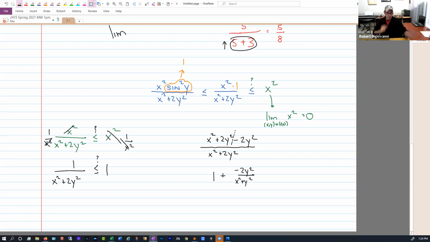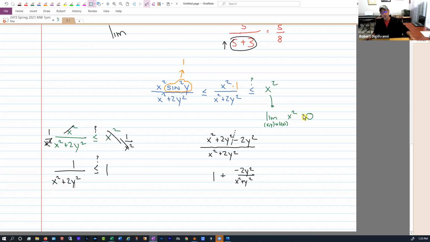Well, hold on, is that true? I don't know. I'm having second thoughts. It's true if x is big, and it's true if y is big, right? Like if x is, let's say, 1 and y is 1, then this is going to be 1 divided by 3, and 1/3 is less than 1. But what if x is 0.001 and y is 0.001? Then that denominator is going to be smaller than 1, and therefore this ratio will be bigger than 1.